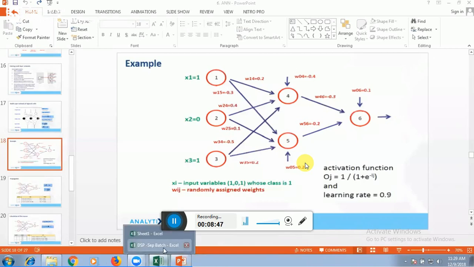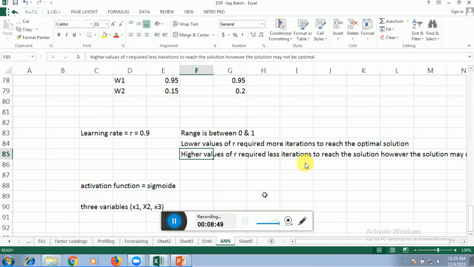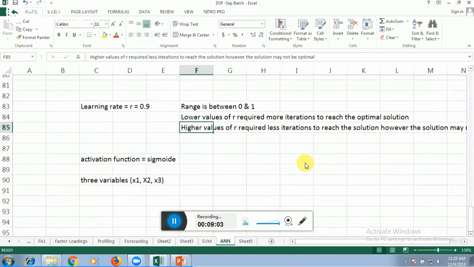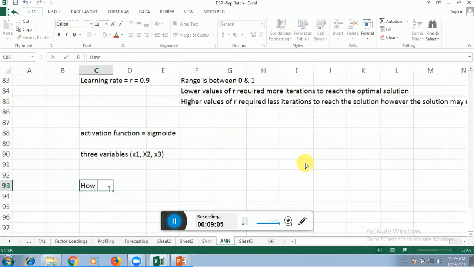Okay, guys, now you're clear on what a neural network is, how the neural net is created, and how the corrections of betas happen from one iteration to another. So now the question is, how many iterations should we follow? There are two ways. One is if the solution converges.